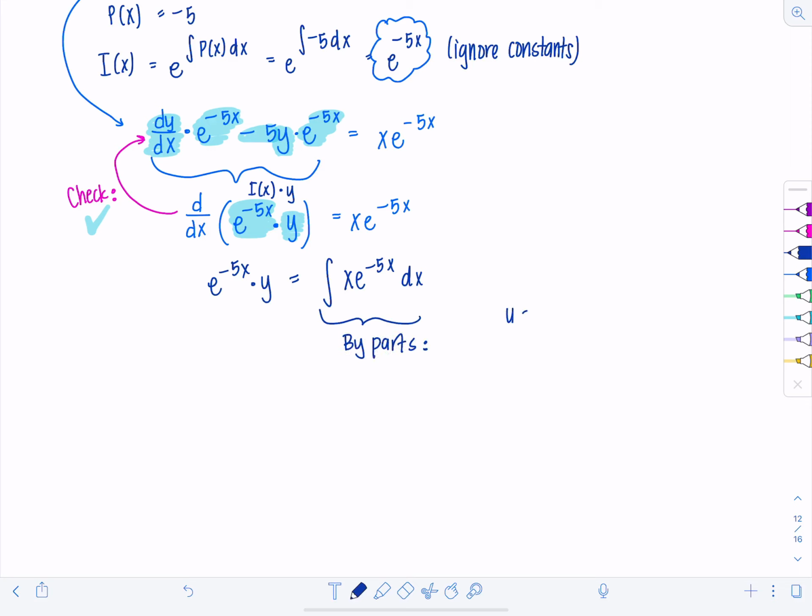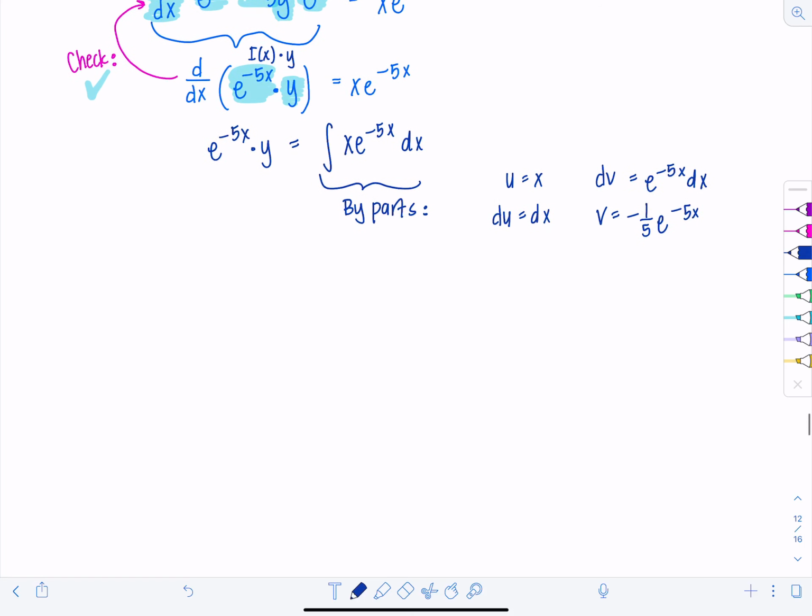So let's let u equal x. dv is going to be e to the negative 5x dx. So then du is dx. v would be negative 1/5 e to the negative 5x. All right, good. So that means we have here now on the right-hand side a negative 1/5 x e to the negative 5x plus 1/5 times the integral of e to the negative 5x dx.